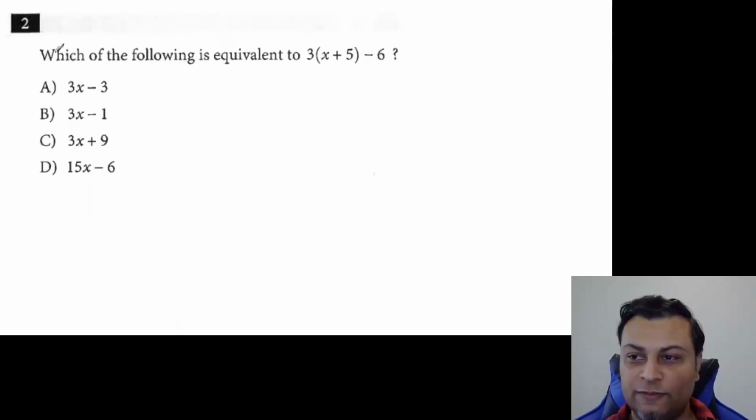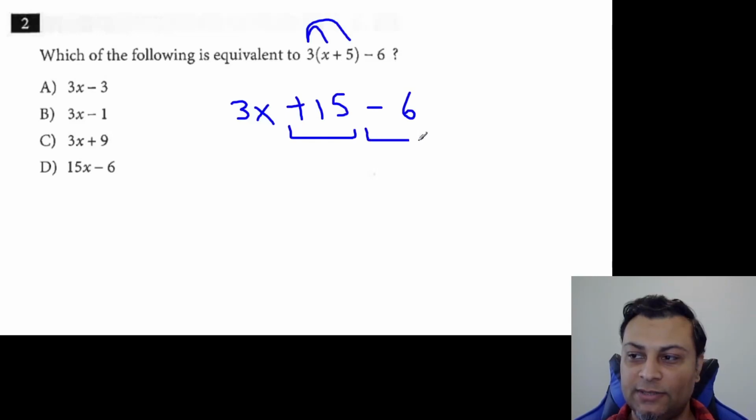Question 2. Which of the following is equivalent to this? So we distribute the 3, you get 3x plus 15 minus 6, and then we combine this 15 and minus 6 to get a plus 9. So the answer is C.